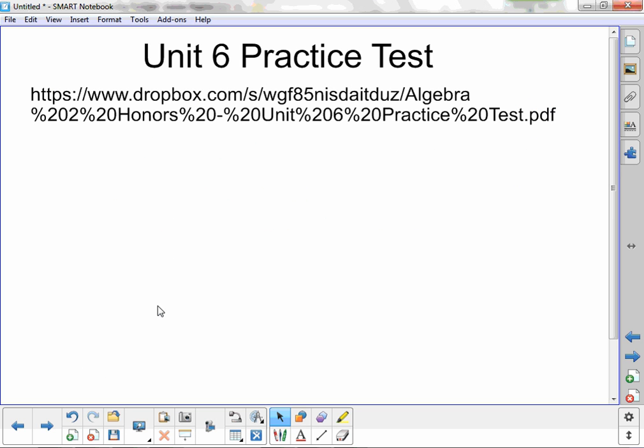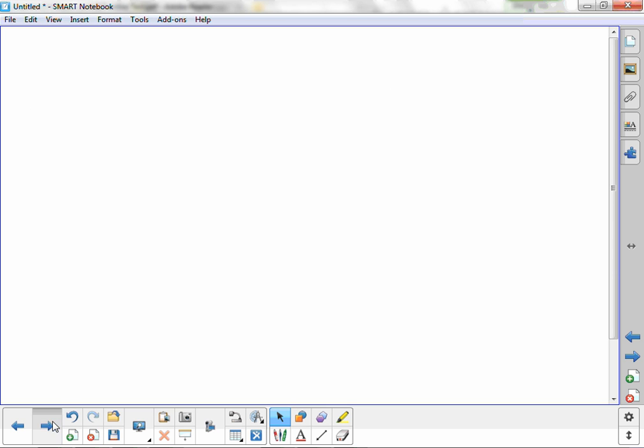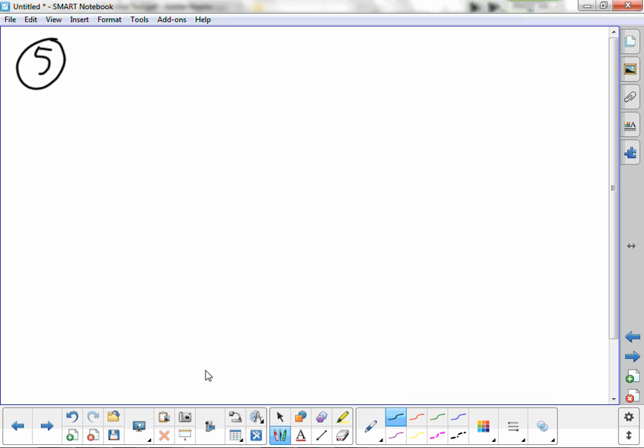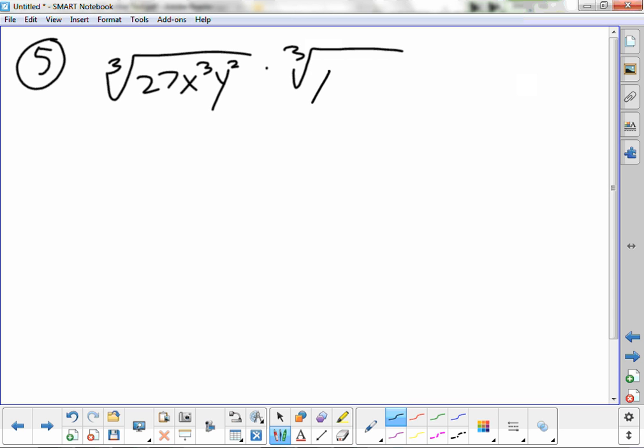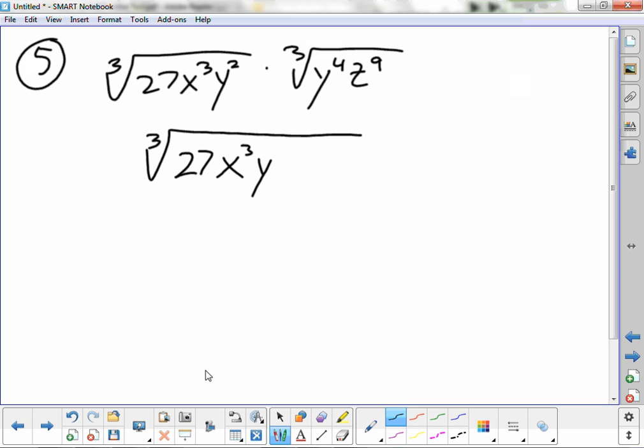All right. So I'm going to quickly go over the ones you asked me to do in class for both classes. And there's my paper. Starting on number 5. Kind of in a rush, so if it's going kind of fast, sorry. It's the cube root of 27x cubed y squared times the cube root of y to the 4th z to the 9th. Since these are being multiplied with the same root, you can put everything under the same root, which will be 27x to the 3rd, y to the 6th, z to the 9th.